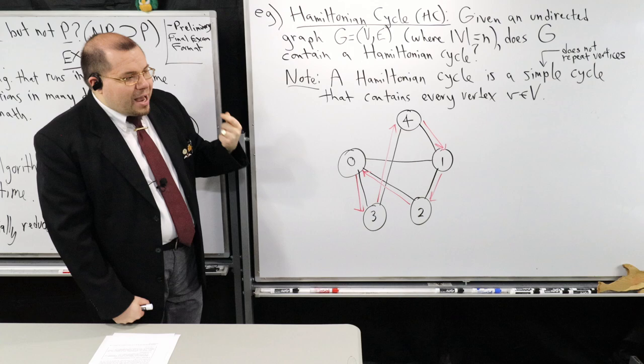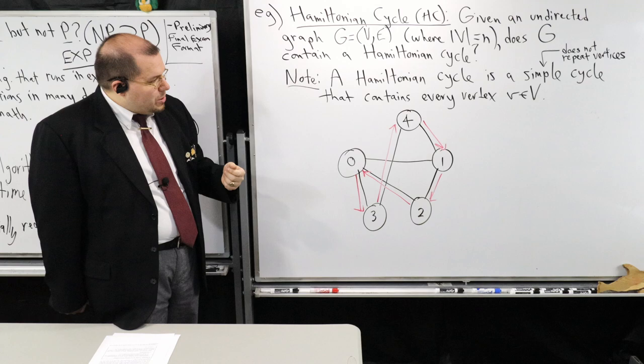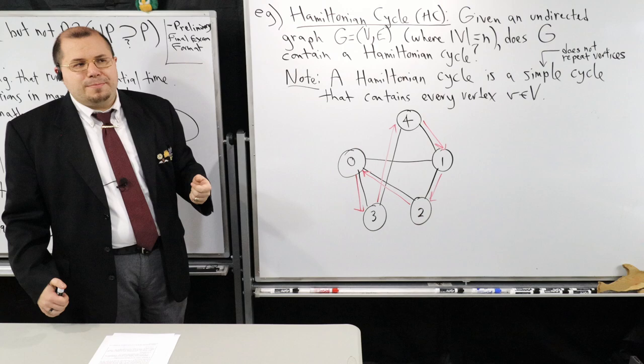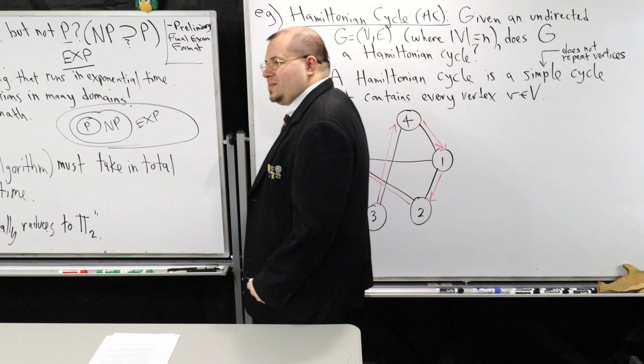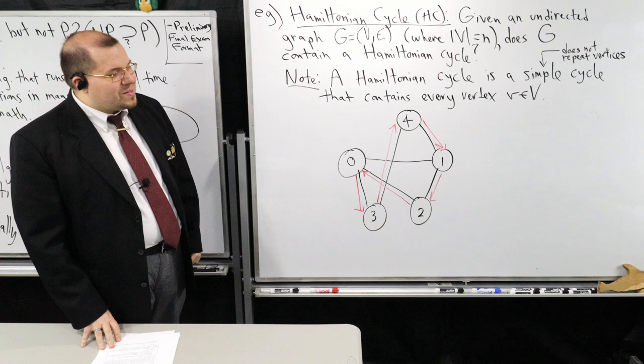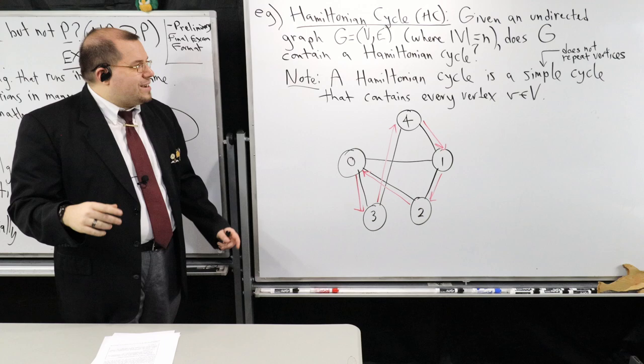So all I have to do then is simply design a verifier that runs in polynomial time. Can somebody describe to me what that verification algorithm would look like? What is that polynomial time verifier going to do? I'll give you a hint. It's very similar to the one I showed you last day for another problem. It's just like that one. So what did we do there? I guess tell us how you would adapt that for this.